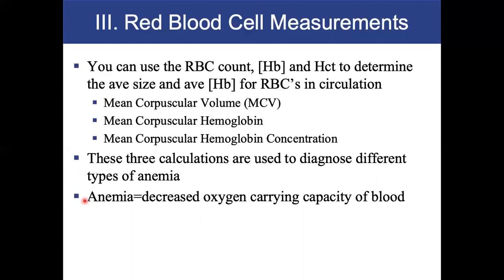What is anemia? The definition of anemia is a decrease in oxygen carrying capacity of the blood, right? So this could be you don't have enough red blood cells. This could be you don't have enough hemoglobin in those red blood cells. It could be both. It could be that you have a slow leak somewhere and you're losing red blood cells, right? It could be that you're dehydrated. There are multitudes of anemia, okay? But generally, anemia is a decrease in oxygen carrying capacity.